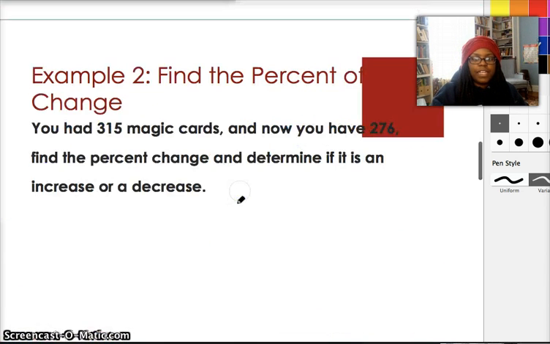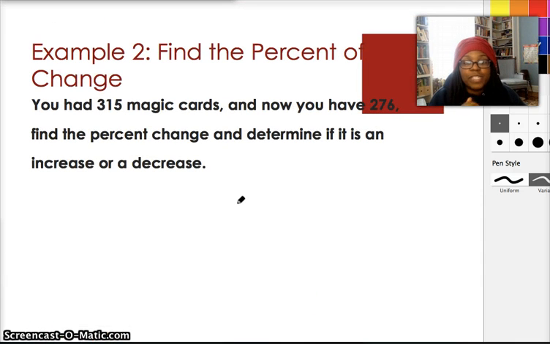If we see here in example 2, it says find the percent of change again.